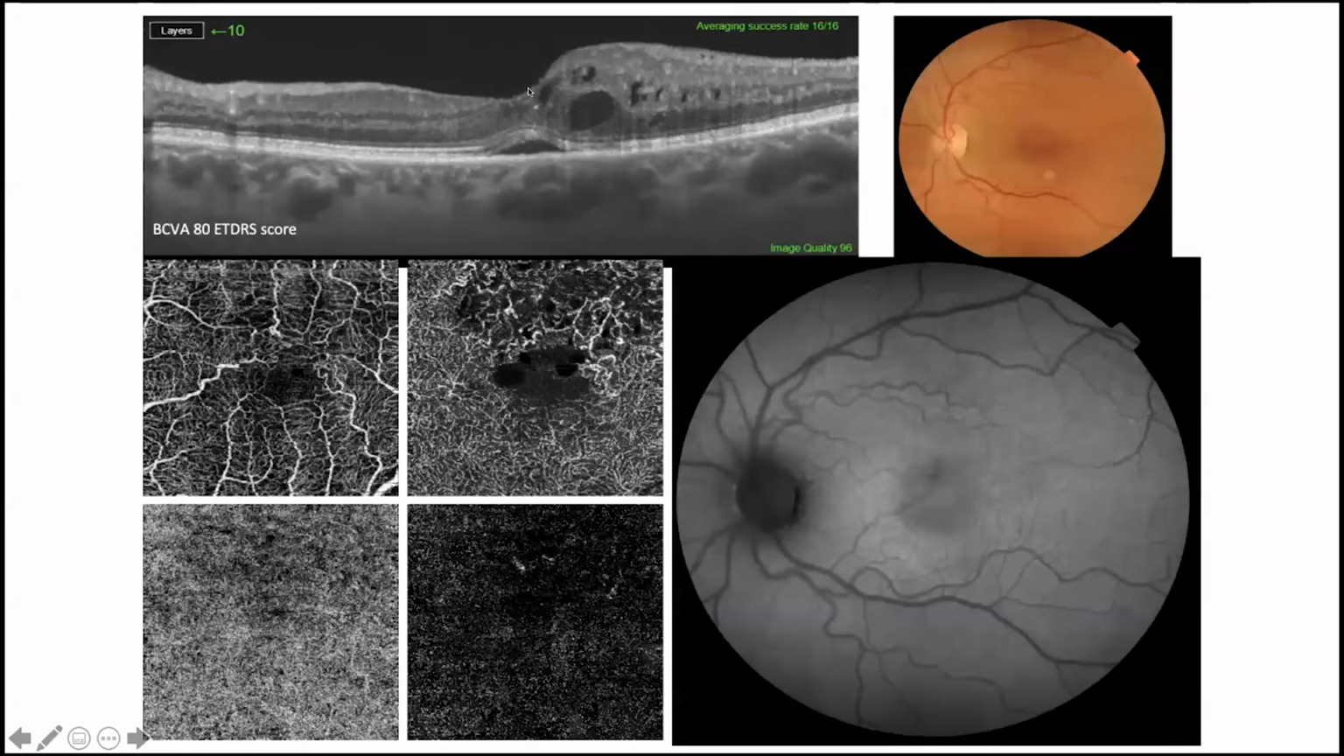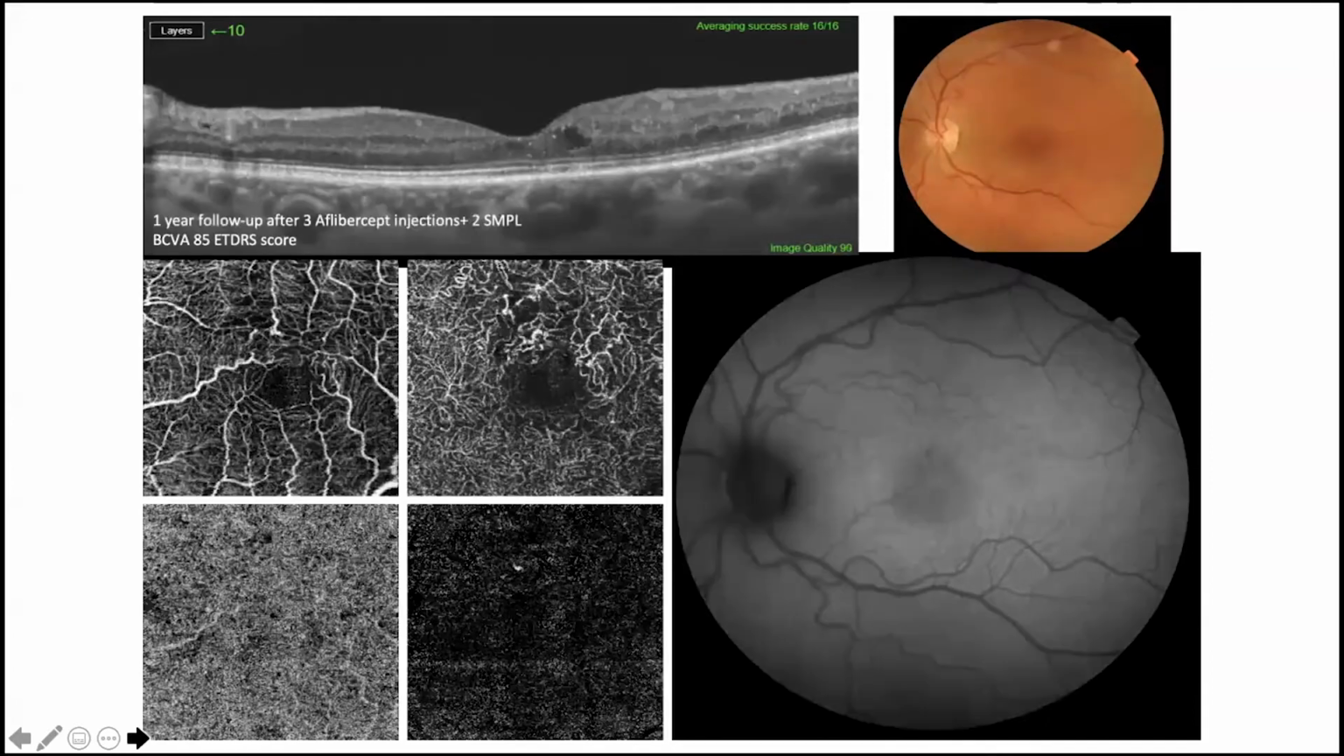Here you can see the OCT with the retinal cystoid spaces and also subfoveal retinal detachments, also all the microvascular changes, especially in the deep capillary plexus. This patient underwent the combined treatment, so the 3 aflibercept injections and 2 subthreshold micropulse laser, and 1 year after the initial treatment, you can see that the edema decreased significantly and the visual acuity increased and arrived to be 85-letter ETDRS score, so it is 20/20.